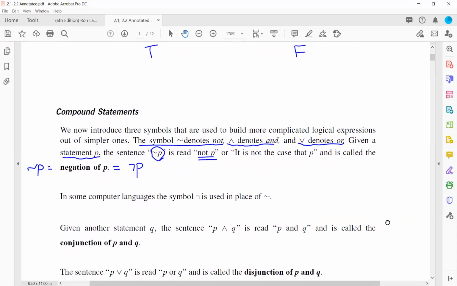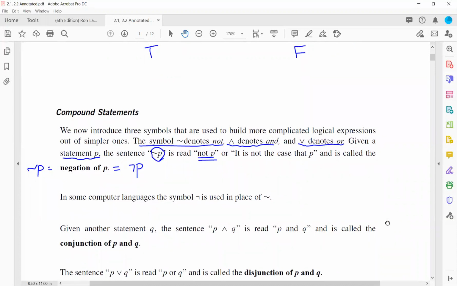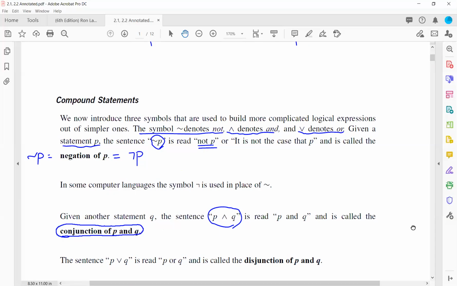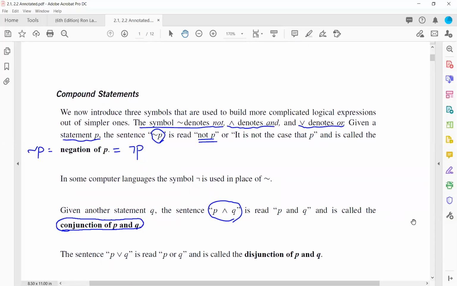Next, using conjunction and. Suppose you have 2 statements, P and Q. P and Q is a new statement that we call the conjunction of P and Q. That's how we form a new statement. But if we use or, P or Q is a new statement that we call the disjunction of P and Q.